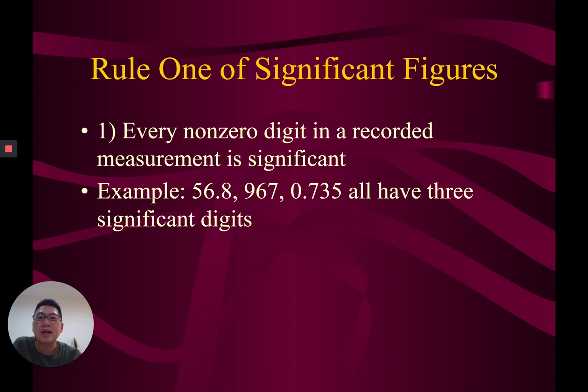First rule is: every non-zero digit in a recorded measurement is significant. So the numbers 56.8, 967, and 0.735 all have three significant figures. Obviously, three non-zero digits each. The 0 here is not considered significant. We're going to get to that because it's only rule 1 of 5. So 3 sig figs, 3 digits here, 7, 3, 5, 3 significant figures there.